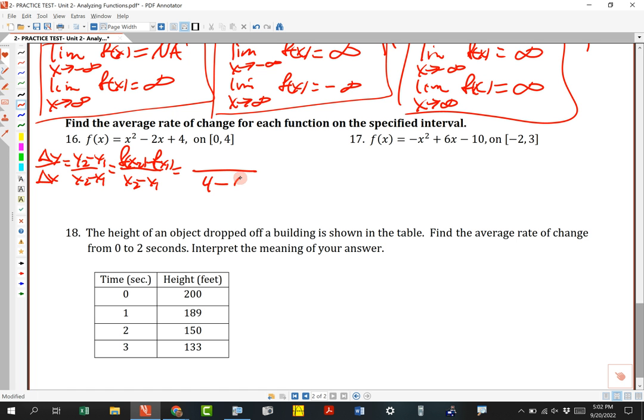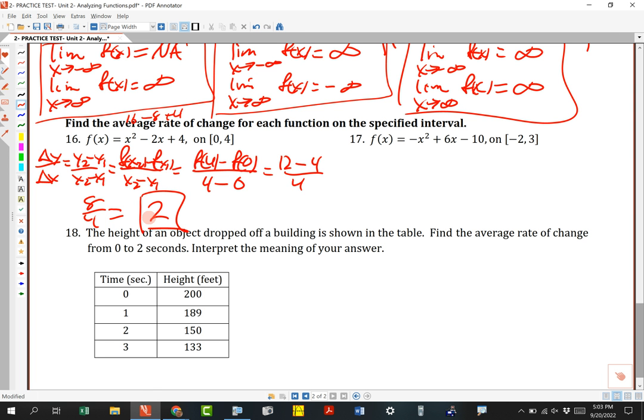So on the bottom, we've got a 4 minus 0. On the top, I have an f of 4 minus an f of 0. So let's see what we get here. If we plug in a 4, we get 4 squared, so that's 16, minus 8, and then plus 4. So that's going to be a 12. Minus, if you plug in a 0, that's a 0, that's a 0. This is going to be a 4. And on the bottom, we still have a 4. So this is 8 over 4. We end up with 2. So that's the average rate of change. Again, we're thinking about what that actually means about the graph.